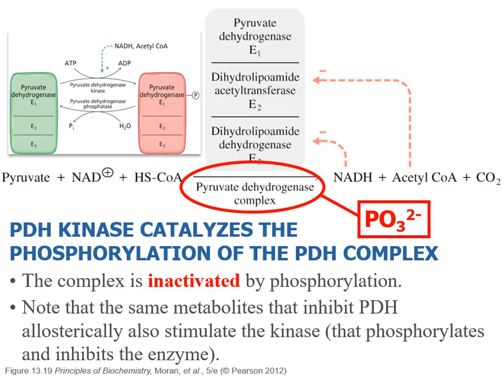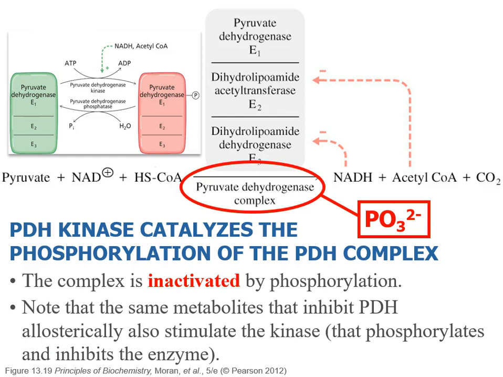So if we go back to our original reaction, I've just put a big circle around the pyruvate dehydrogenase complex to indicate that it's phosphorylated, and I colored it in red to show that this is an inactivation. So if you look in the inset in the upper left corner, you can see that we have the kinase, which accomplishes the phosphorylation. It's actually E1 that gets phosphorylated.